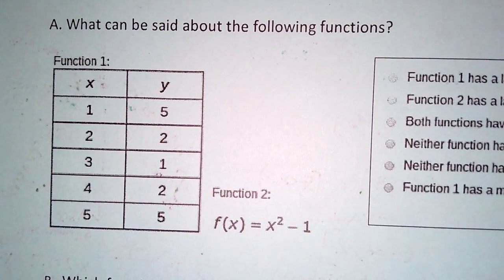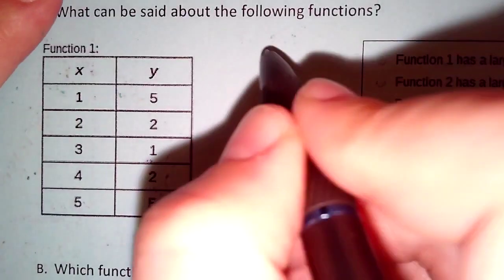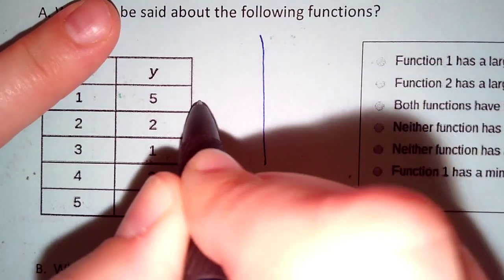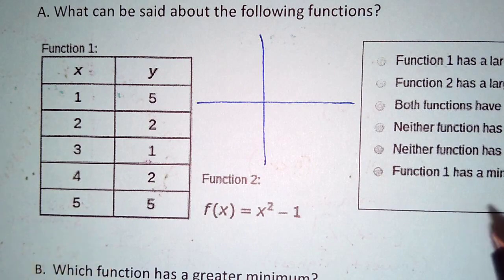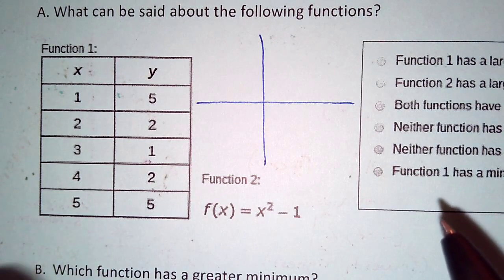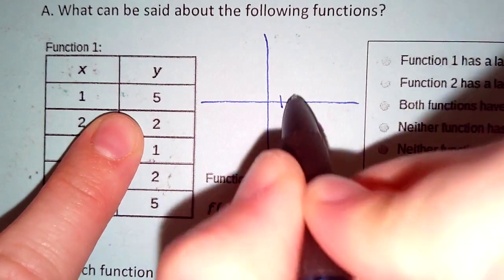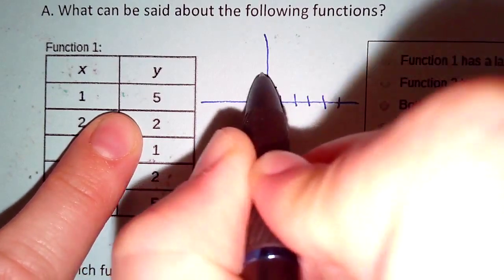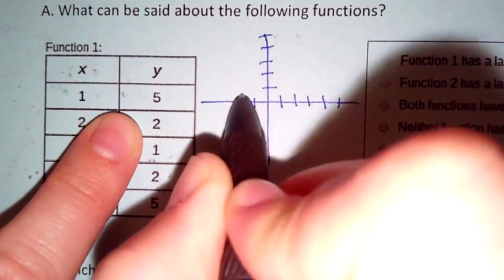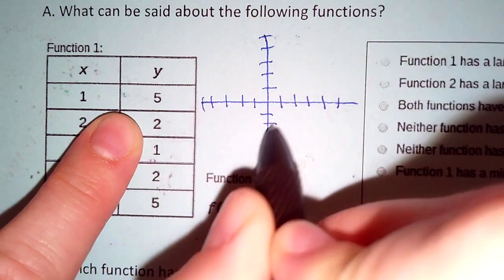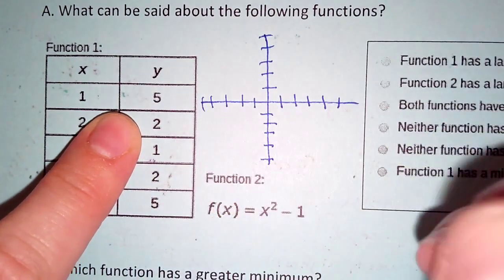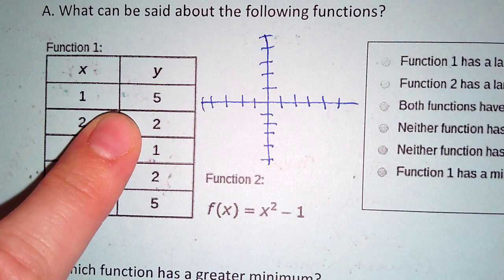So if I want to compare maximums and minimums, I may want to graph these and look at the graphs. So I'm just going to sketch. Let's start with function 1. The ordered pair 1, 5. So I'm going to create about 5 in each direction. And this is just a sketch. It does not have to be perfect. I just need to visualize these.